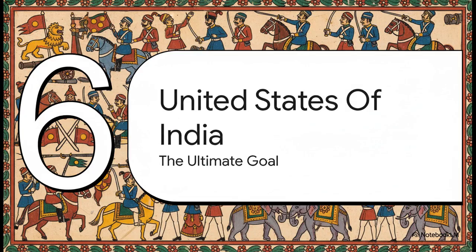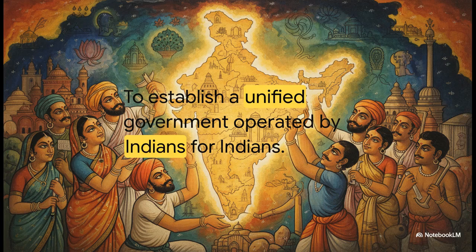Section 6. The United States of India. So what was the ultimate goal of all this bloodshed and secret planning? Well, the revolutionaries definitely did not want to return to anarchy. They had a vision. They envisioned establishing a United States of India that would take its rightful, independent place among the free nations of the earth. Savarkar's text argues that the movement went way beyond just wanting to destroy British rule. It was a deeply constructive, nationalistic effort to establish a unified government operated by Indians for Indians.